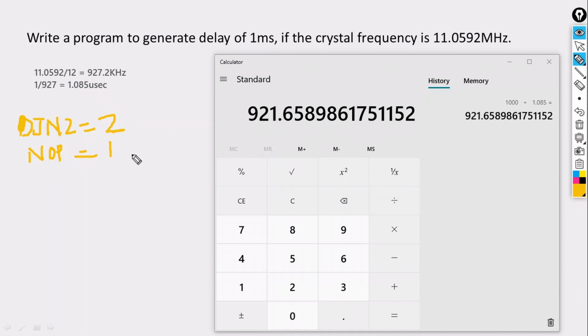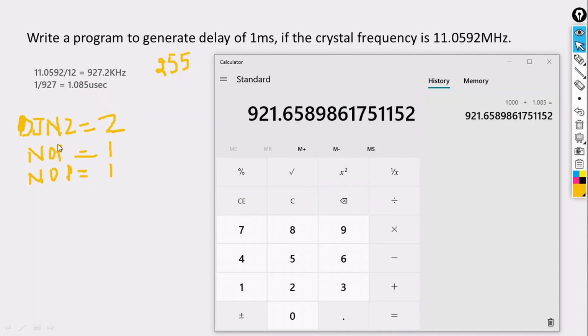Now if I divide by these 3, since I cannot load 300 into my register, the maximum value I can load into my register is 255. So let us see what value we get. For 921, if I use one more NOP operation, I can divide 921 by 4, and I'll get a value which is going to be lesser than 255.